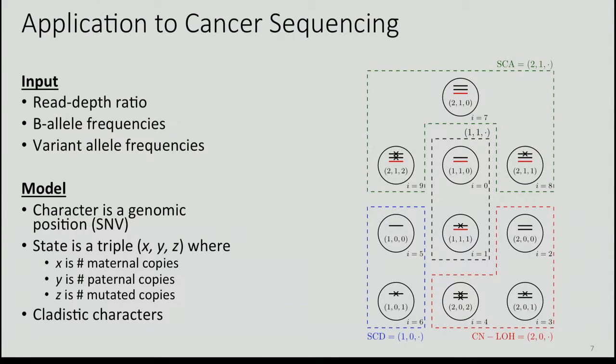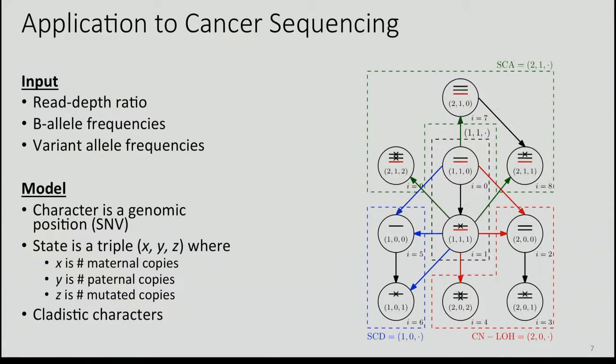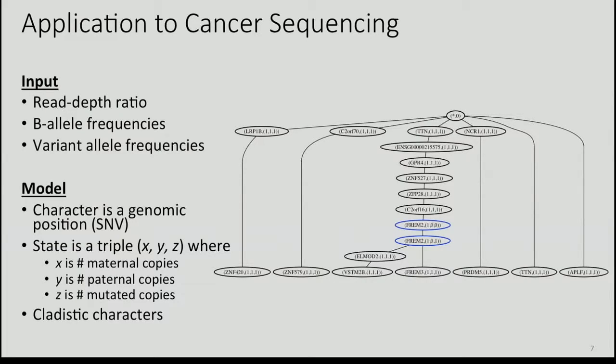We also assume cladistic characters, so we assume that we know the ordering of the states. Given a state tree, we fix the order of the states. Then we try to infer whether the variant allele frequency that we observe, the read depth ratios, and the B allele frequencies are compatible with one another, and we enumerate all such possibilities. By doing so, we can infer phylogenetic trees where we capture the interplay between SNVs and CNVs, simultaneously. Over here, we have an SNV on this gene that first underwent a single copy deletion, and then it gained a mutation.